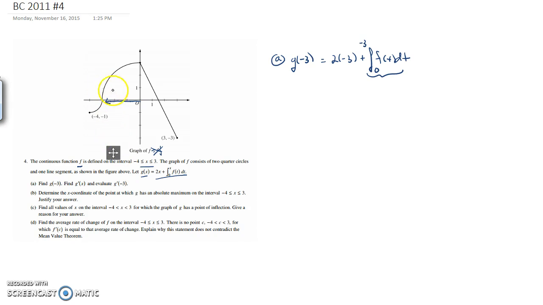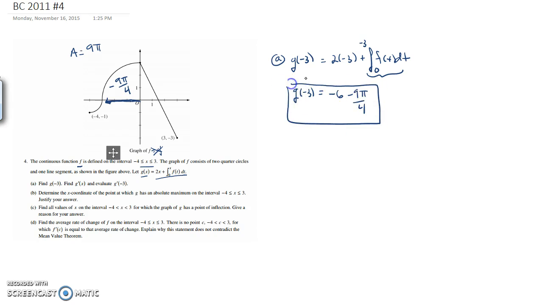They told us this part was a quarter circle. Its radius is 3, so the area of the whole circle would be pi times 3 squared, or 9 pi. But this is just a fourth of it. So it's 9 pi over 4, and then because we're moving in a negative direction and the y's are positive, that'll be a negative value. So g of negative 3 is going to equal negative 6 minus 9 pi over 4.